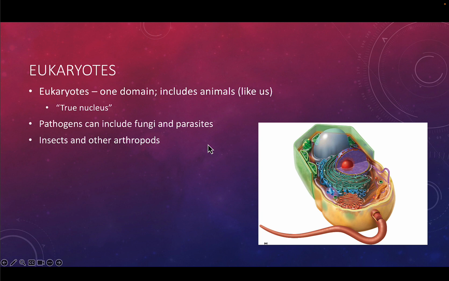There are some pathogens that belong to this group, some killer microbes. The killer microbes that belong to the eukaryotes that we'll talk about will include some of the fungi and some parasites, including things like tapeworms. Eukaryotes will also include insects and other arthropods. Insects and arthropods are very important to talk about because they often transmit disease, like mosquitoes can transmit things like malaria or West Nile virus.